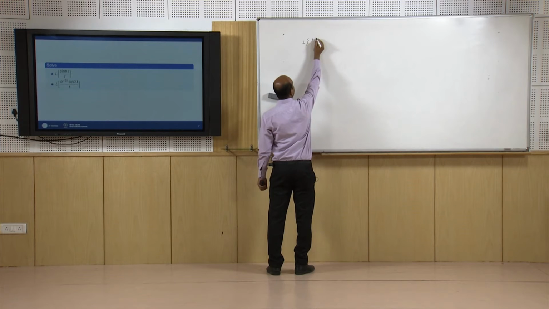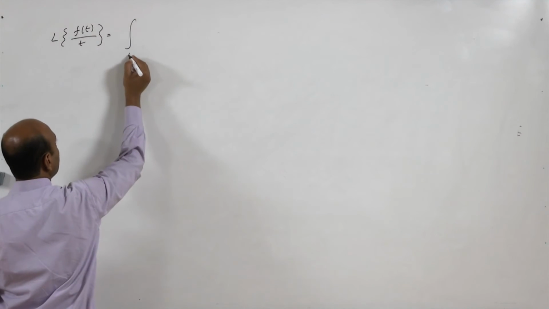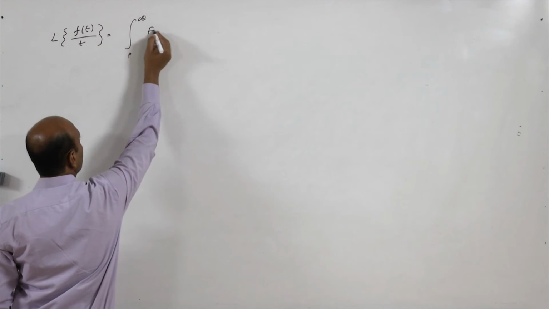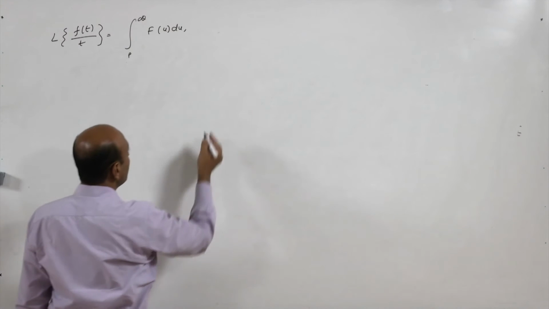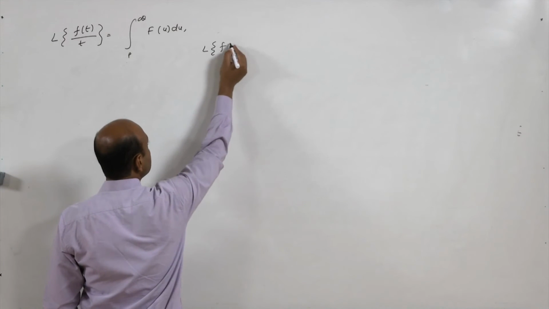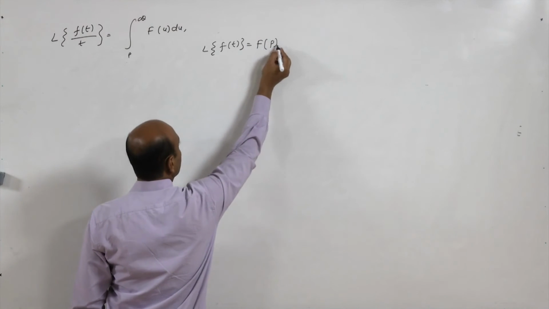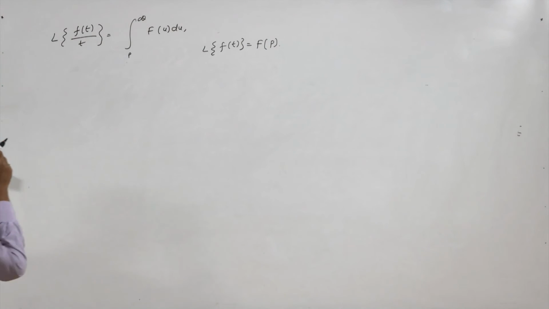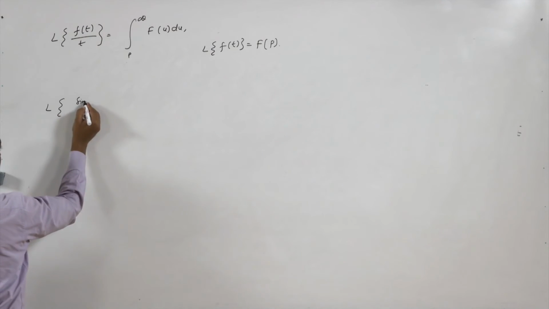Laplace transform of f(t) by t is the integral from p to infinity of F(u) du, where the Laplace transform of f(t) is F(p). So, we know this result, and using this result we will try to solve these two problems. First, the Laplace transform of sinh t upon t.